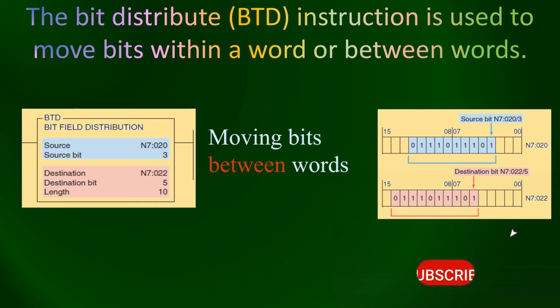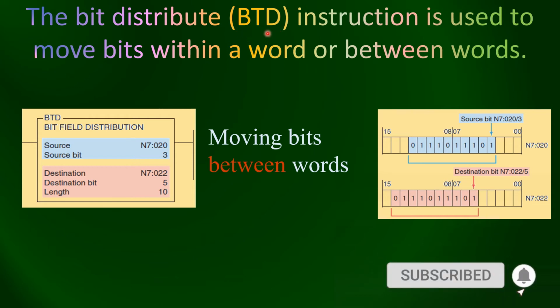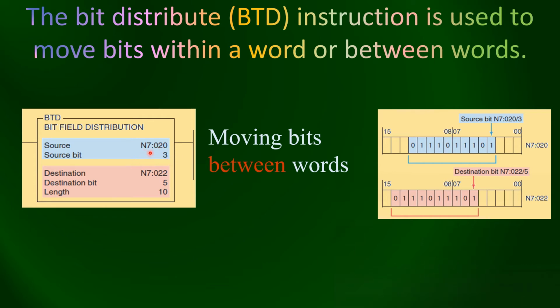Now we will study using the BTD instruction to transfer data from one register to another, selecting the number of bits. Here it is written N7:20, which is the source register, and N7:22, which is the destination register. You see these two registers are now different.